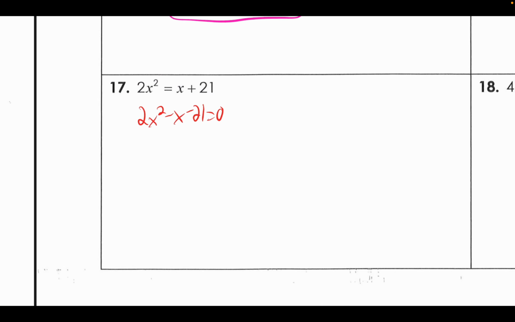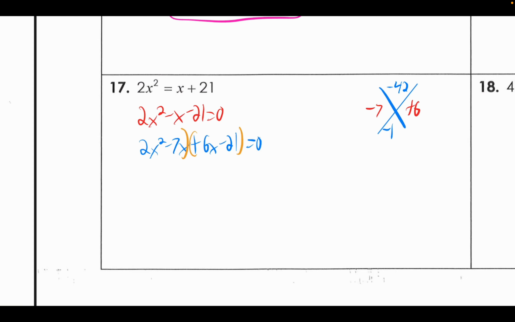There is no GCF, so I will not be able to use my shortcut this time because it's a 2x squared instead of a 1x squared. And at the top I'm going to have negative 42, at the bottom I'm going to have negative 1, and negative 7, positive 6 do just the trick. So I'm going to have 2x squared minus 7x plus 6x minus 21 equals 0.